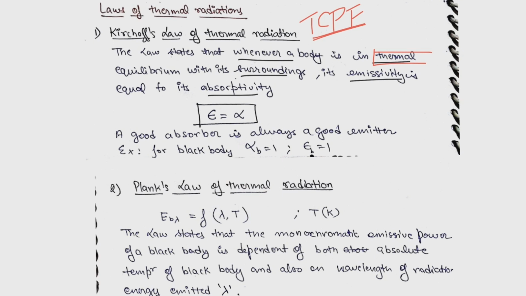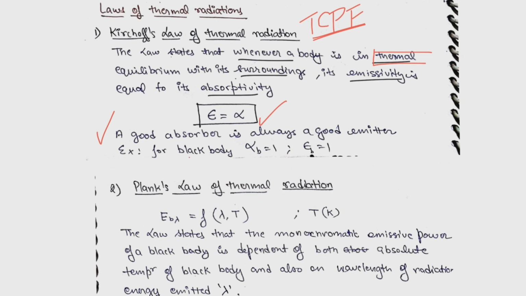Now if a body is in thermal equilibrium with the surroundings, then its emissivity is equal to its absorptivity. This is what Kirchhoff's law of thermal radiation says. Therefore, to remember Kirchhoff's law of thermal radiation, this one point is sufficient: a good absorber is always a good emitter.